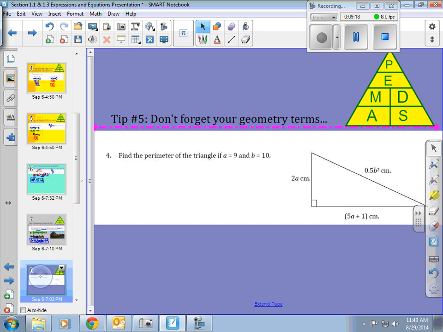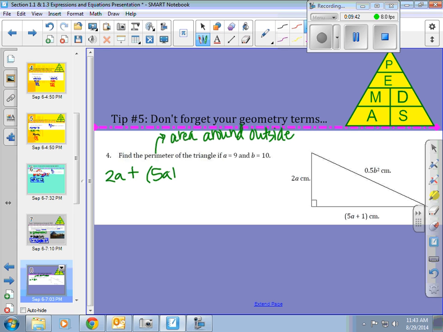All right, and example 4. It says find the perimeter of the triangle if A equals 9 and B equals 10. So one thing to remember is perimeter is the distance around the outside. So we just need to go ahead and add up all the outsides together. Okay, so I'm just going to write them down. We would have 2A plus 5A plus 1 plus 0.5B squared. And now it's back to the type of problem we did before.